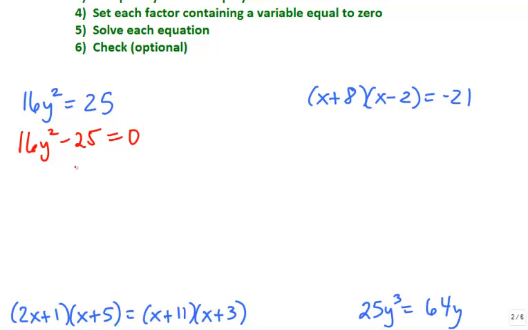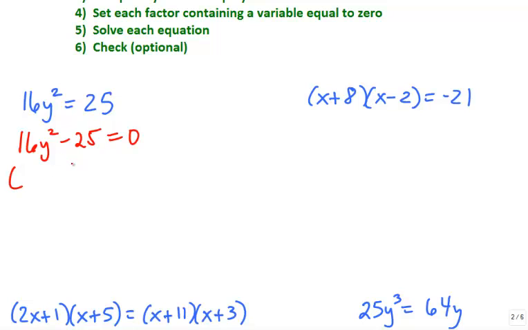And now if I want to finish solving this, this is where we're going to try our factoring. So when you look at this, this has no GCF to it because 16 and 25 don't have any common factors, but it has two terms, and 16y squared and 25 are both perfect squares, which means this fits that pattern of a difference of squares. So it should be really easy for us to factor.